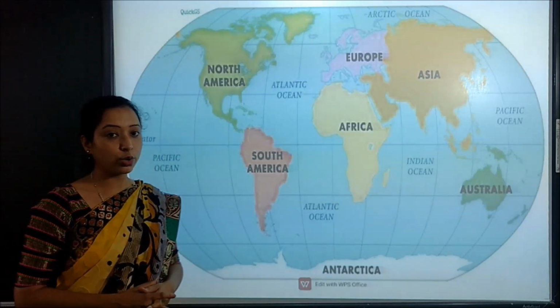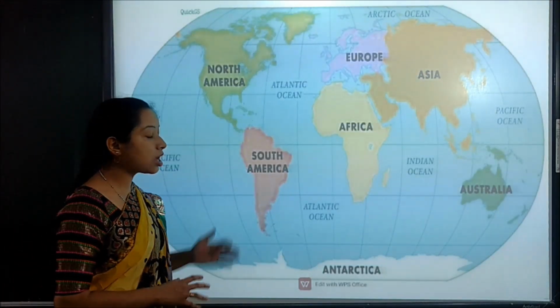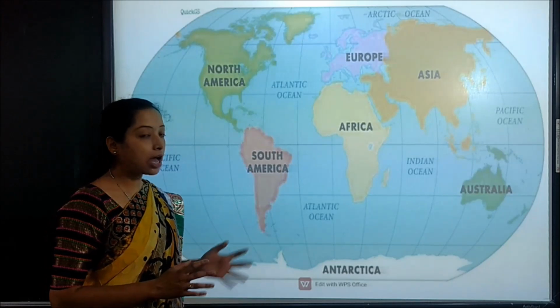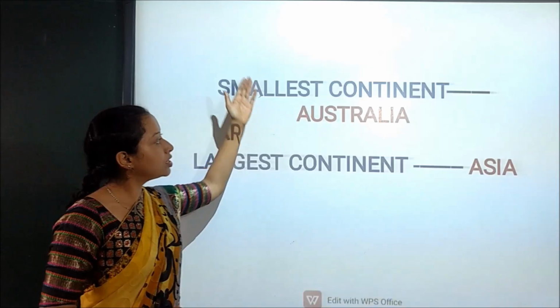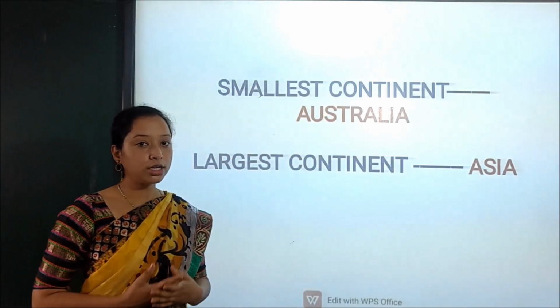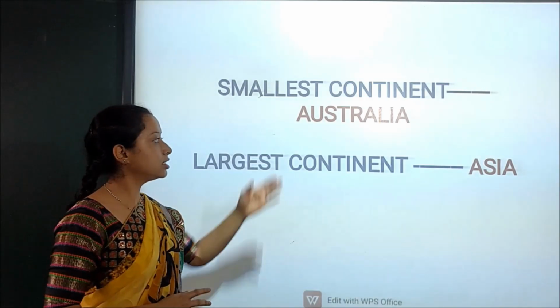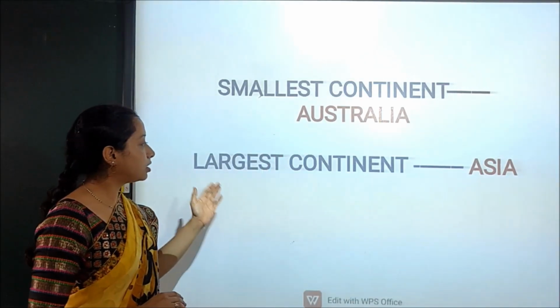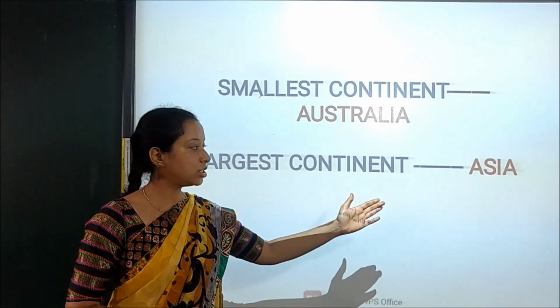This blue color is showing us water bodies. These are large water bodies and they are called oceans. Which is the smallest continent among the 7? It is Australia. And the largest continent is Asia.